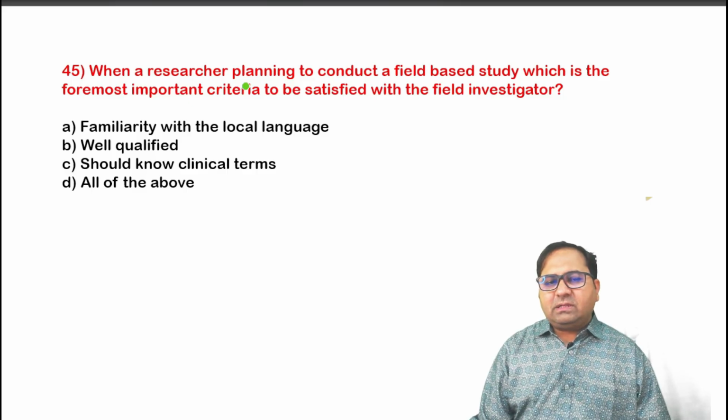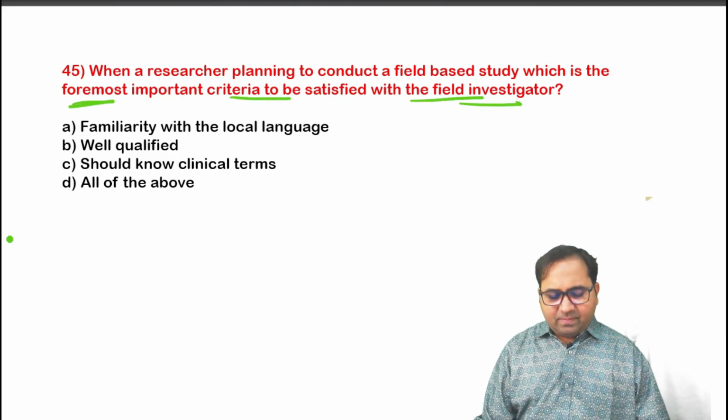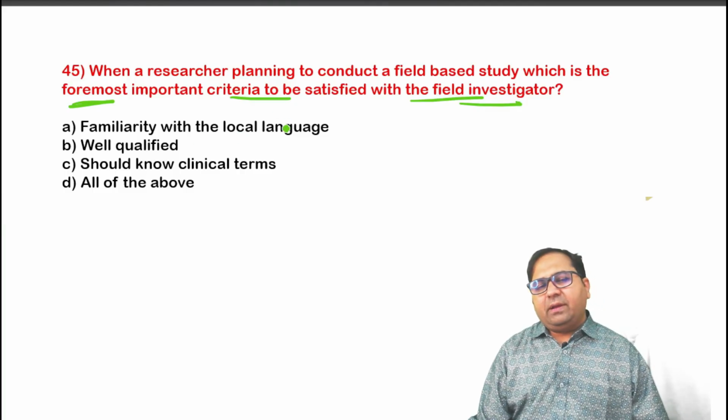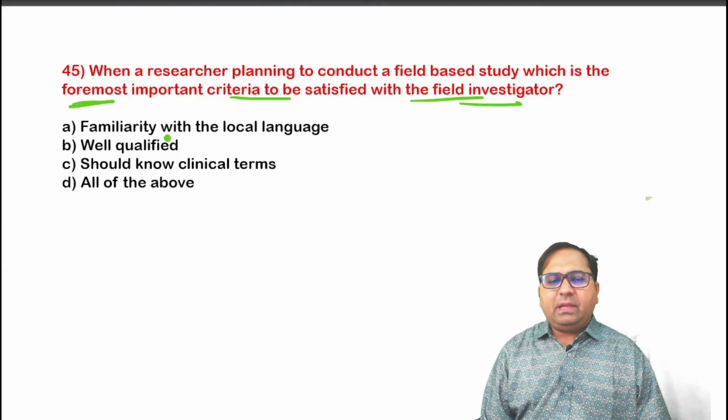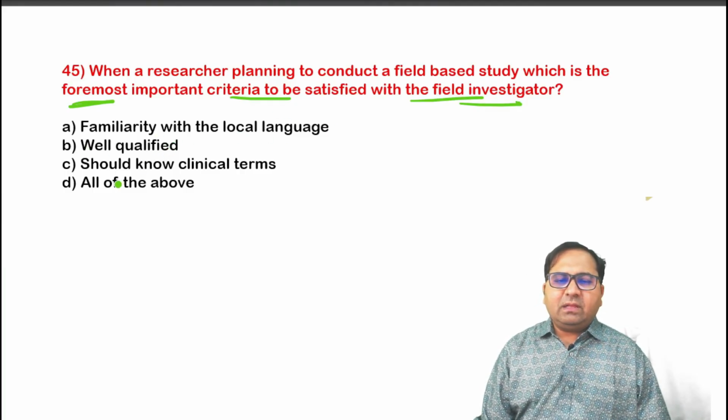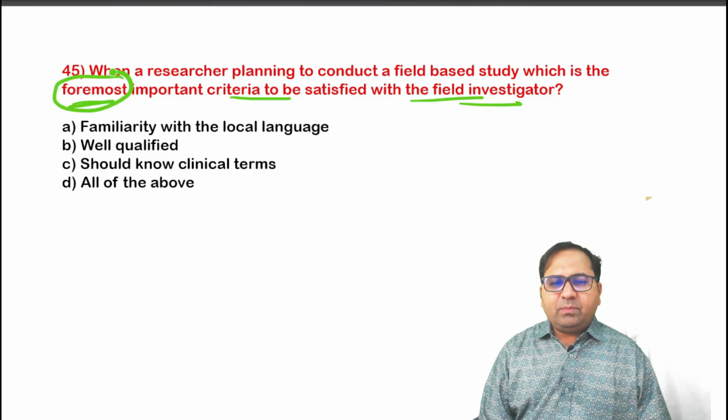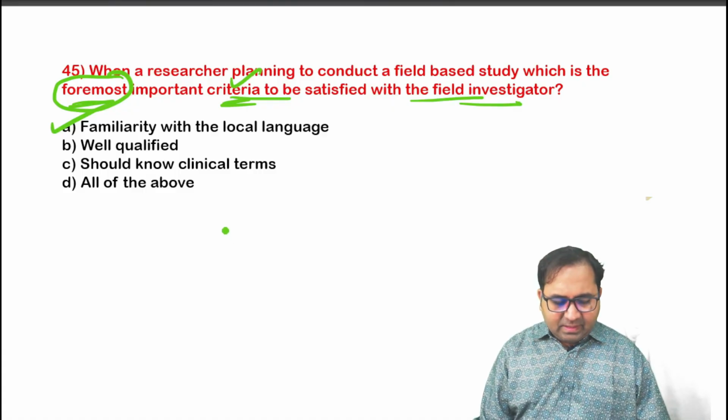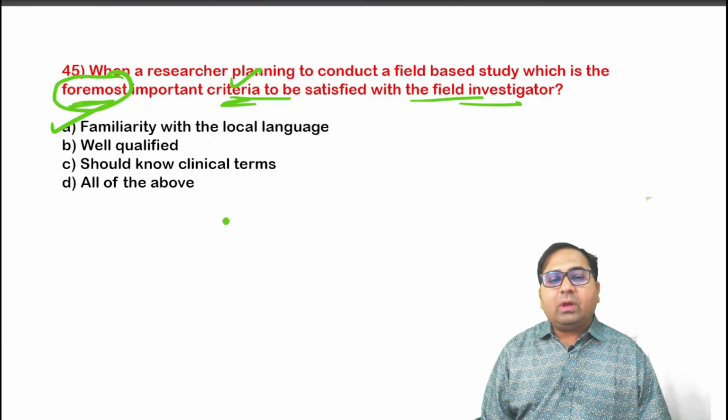Next. When a researcher is planning to conduct a field-based study, which is the foremost important criterion to be satisfied by the field investigator? The options are A, familiarity with the language, B, well qualified investigator, C, he or she should know the clinical terms, or D, all of the above. Four most important criteria they have asked. So the first criterion to be satisfied will be this one, familiarity with the local language. They have to be familiar with the local language.